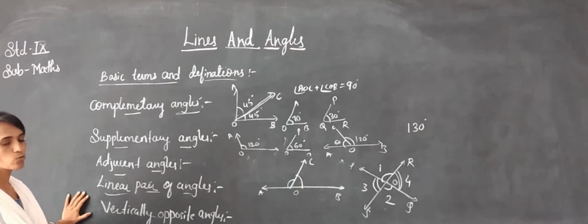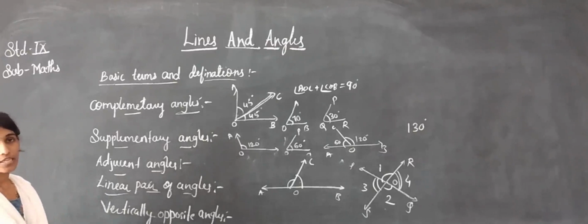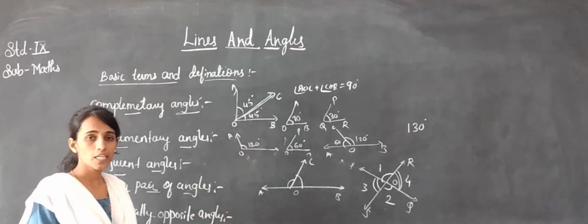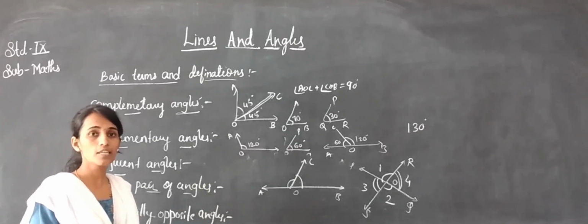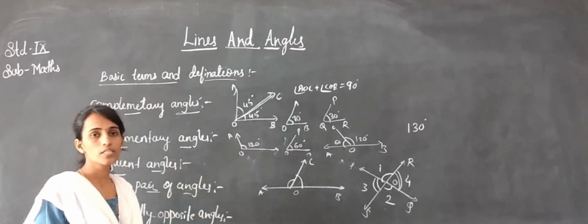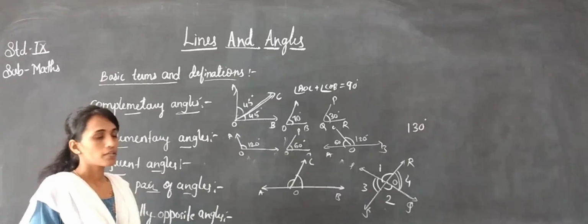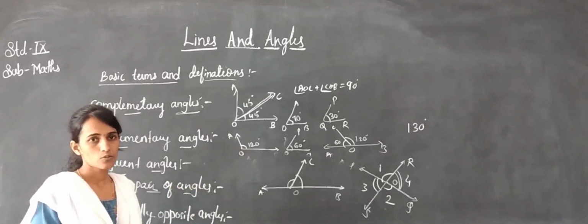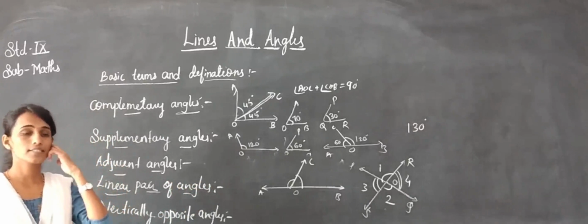Vertically opposite angles. When two lines intersect each other at one point, two pairs of vertically opposite angles are formed, and both pairs are equal. So these are some important points on angles. Next we have intersecting and non-intersecting lines.